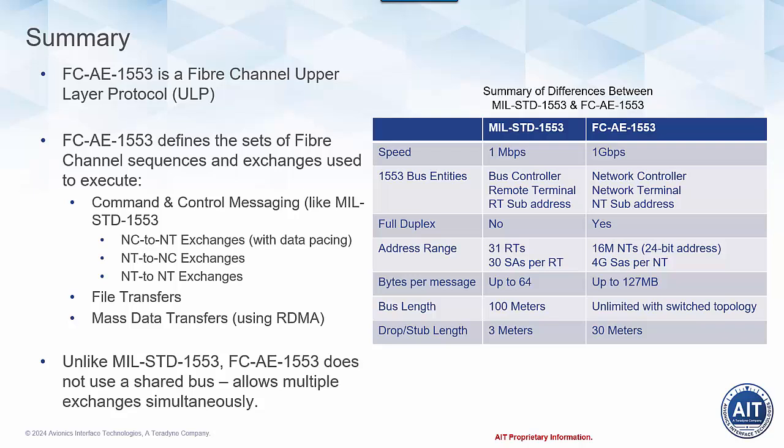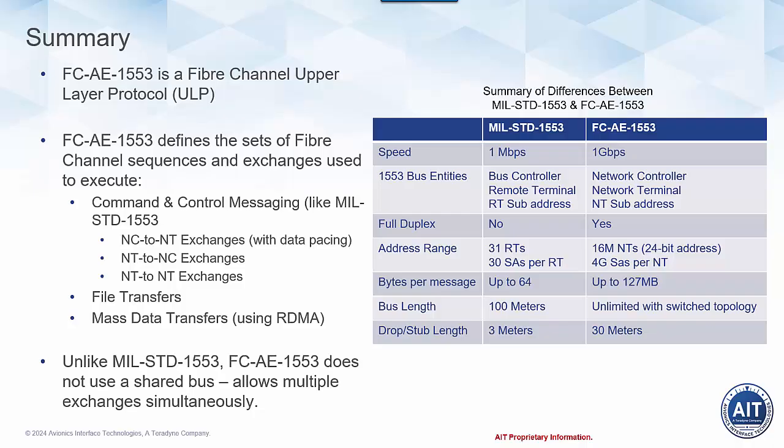So summary, FC-AE 1553 is an upper layer protocol. It's the key signaling and control protocol used in high-speed 1760. It does what 1553 does for standard traditional MIL-STD 1760. It defines the set of Fibre Channel sequences and exchanges used to execute NC to NT exchanges. It adds in data pacing because of the large amounts of data that are transferred for NC to NT, the movement of data. So you can do all the standard NC to NT, NT to NT, and NT to NC exchanges, just like you can do on 1553.